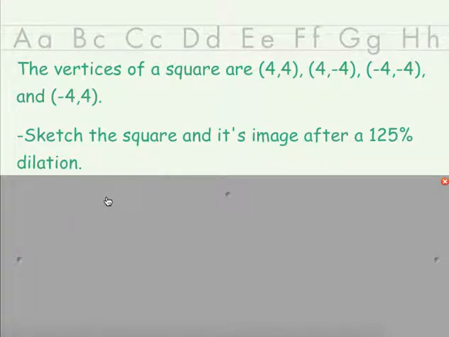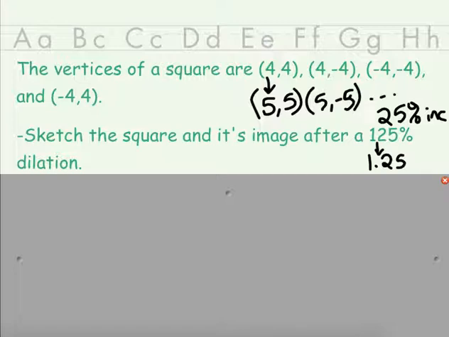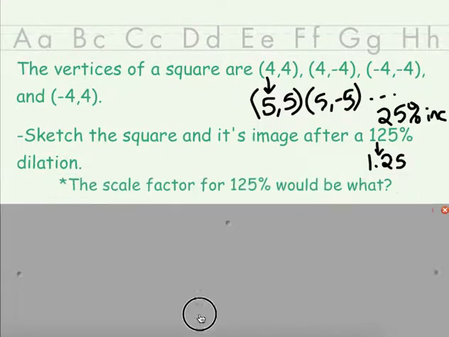The vertices of a square are (4, 4), (4, -4), (-4, -4), and (-4, 4). Sketch the square and its image after a 125% dilation, which means I want 125% of the original, which is a 25% increase. So with this, I could use a scale factor from the percent of the original as 1.25. And like we've seen in the past with dilations, I just need to take each of these parts and multiply by 1.25. Meaning, in this case, I get (5, 5), (5, -5), and so on and so forth. And I get a couple squares, okay?